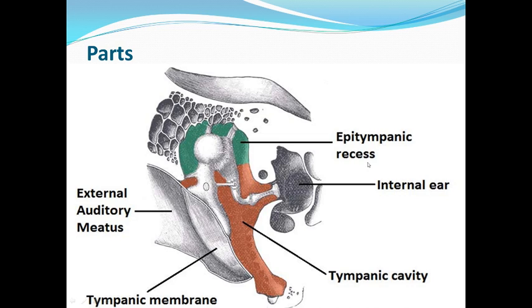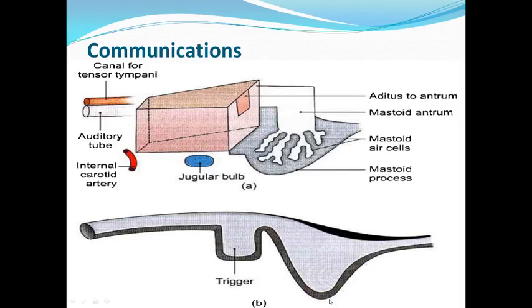So the tympanic cavity has two parts: the tympanic cavity proper at the level of the tympanic membrane, and the epitympanic recess, which is above the level of the tympanic membrane. Now, as I have already told you, this middle ear cavity is in between the external ear and the internal ear. So this cavity forms a communication between the external ear and the internal ear.